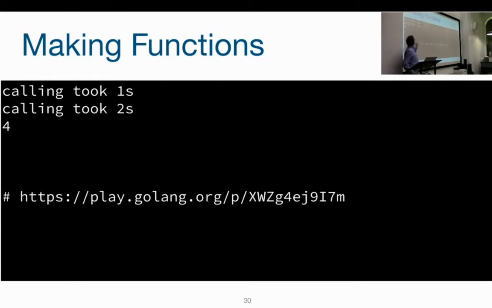And if you run it, you see the output. It says call took 1 second, call took 2 seconds, and the output from our function as well. And if you want to try this out for yourself, I put a link up here. It's on the Go playground, so you can try all these things out for yourself as well.